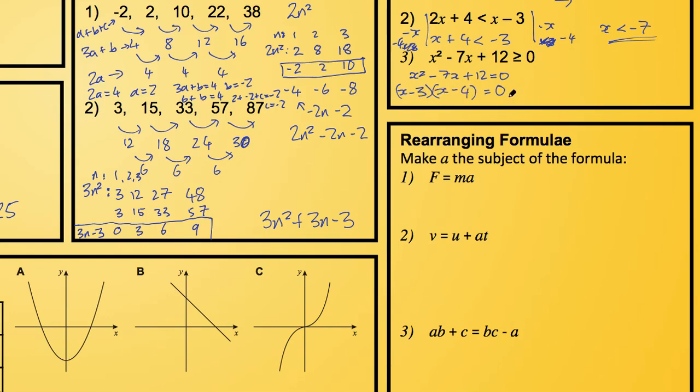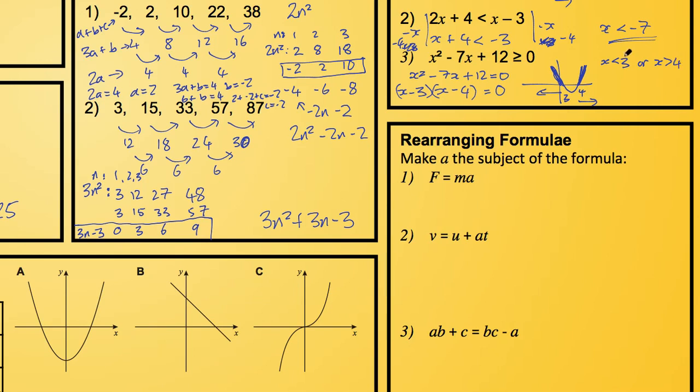Therefore my critical values are 3 and 4. I think about what this graph would look like. It's a positive quadratic with roots at 3 and 4. And where is that greater than 0? It's greater than 0 in that bit and that bit. So that's where x is less than 3 or greater than 4. So x is less than 3, x is greater than 4.